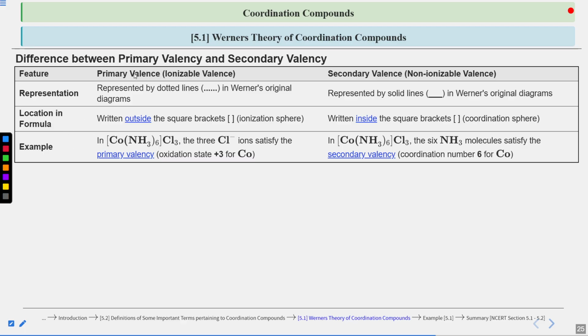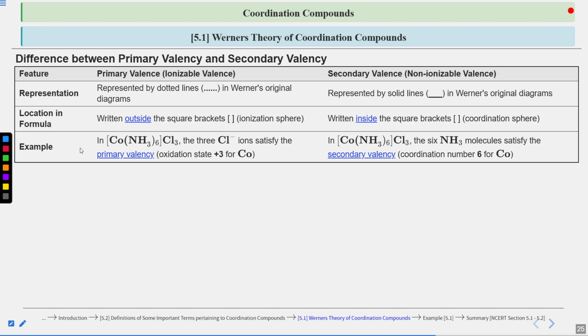Location in the formula. Primary valences are written outside the square brackets because they are ionizable valences, right? So they are in the ionization sphere, so outside the coordination sphere, or you can say outside the square brackets, they are written. Meanwhile, the secondary valences are written inside the square brackets, or coordination sphere.